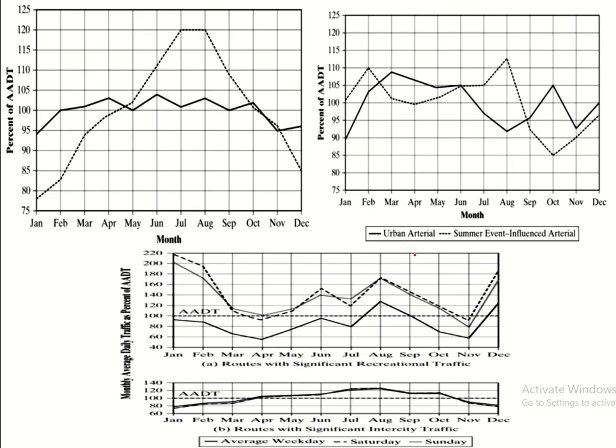Okay, some more graphs. Again, percentage of ADT, the K values for different months now. Okay, so on the first two figures, you have an urban arterial which is a solid line, and then you have a summer event influenced arterial, an arterial which goes to an area which is influenced by summer. So you can see higher traffic in summer.